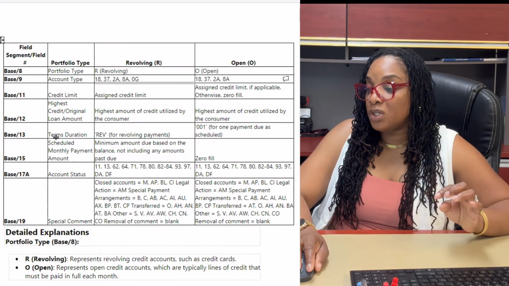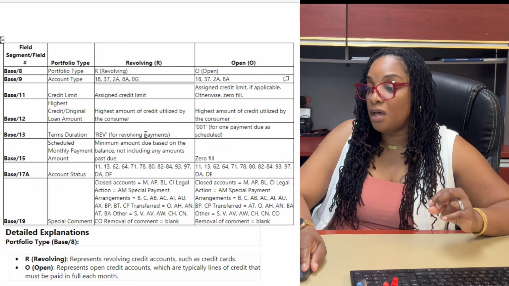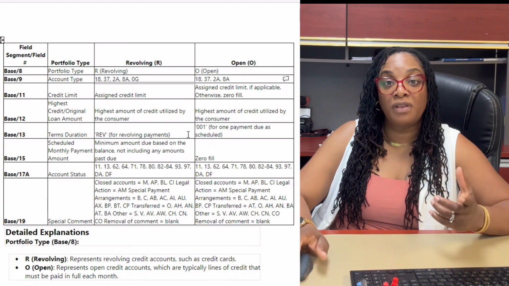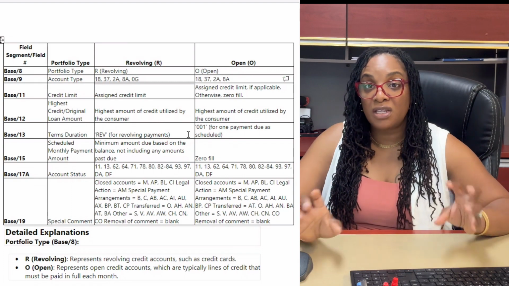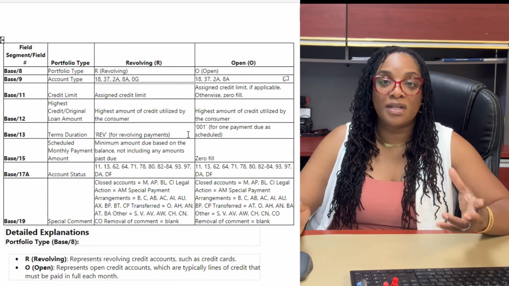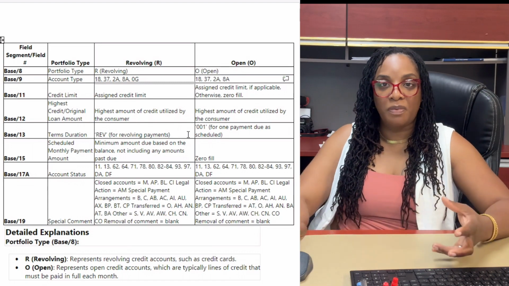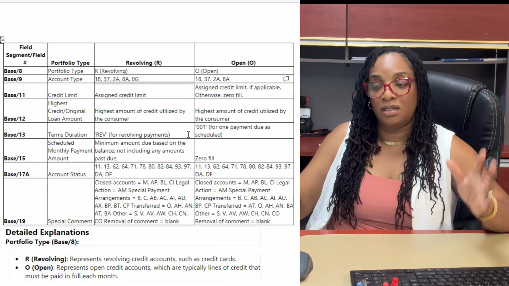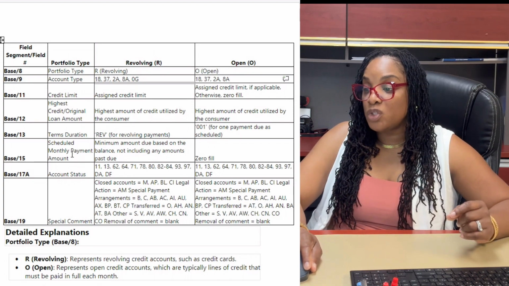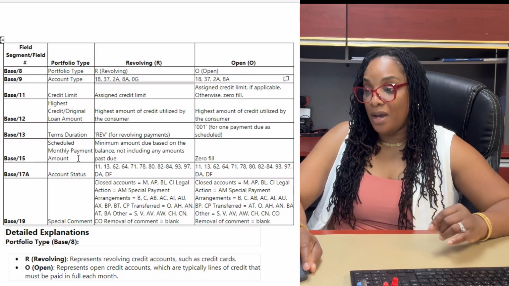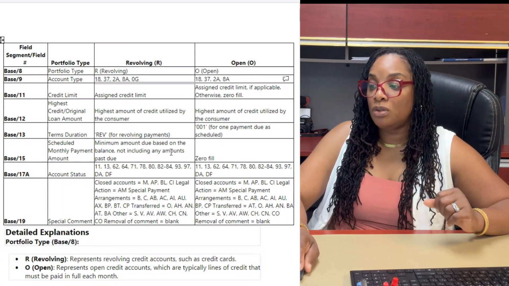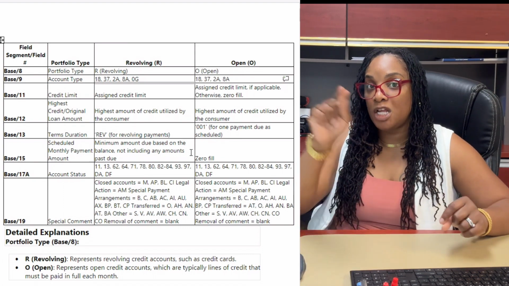Base field 13, terms duration. It should be revolving, or it should have the number of payments that you agreed to pay. If it's a credit card, it's going to say revolving, not a number of payments, but if it's a loan, it's going to have the number of payments. Base field 15, scheduled monthly payment amount: the minimum amount due based on the balance, not including any amounts past due.